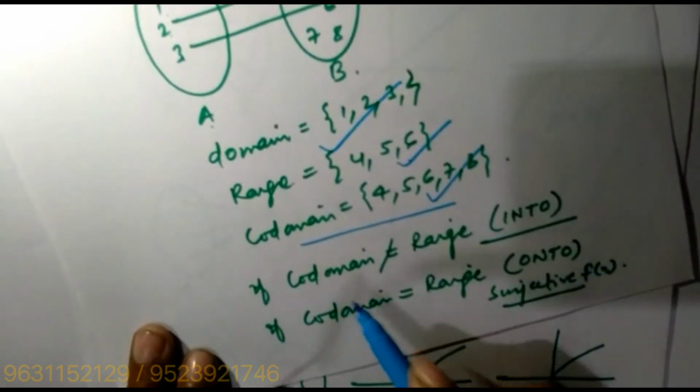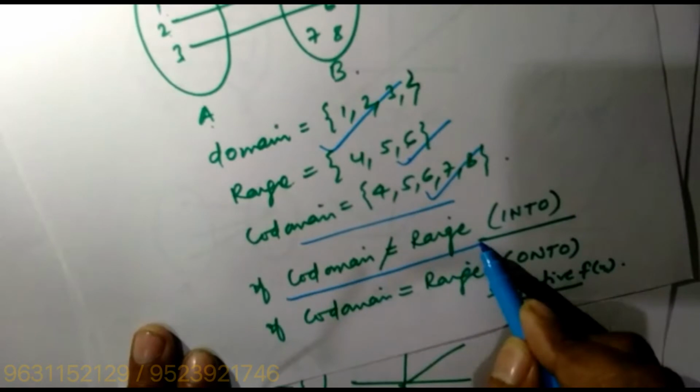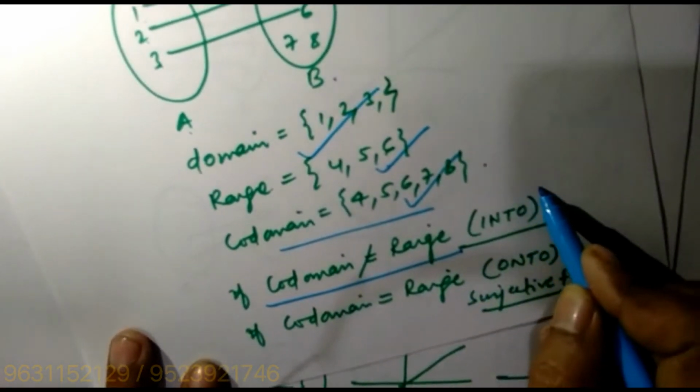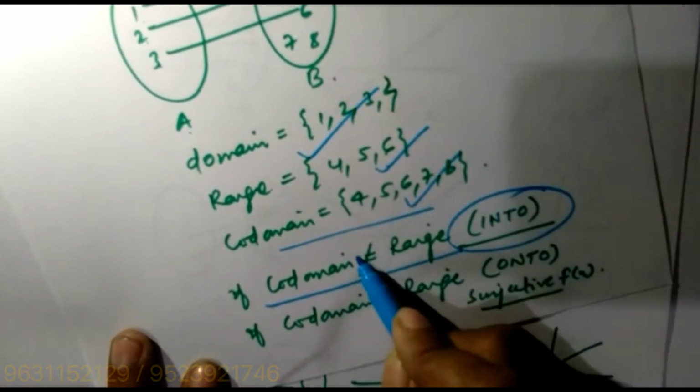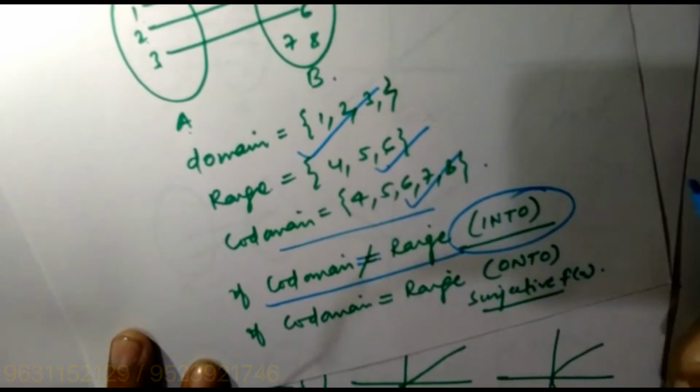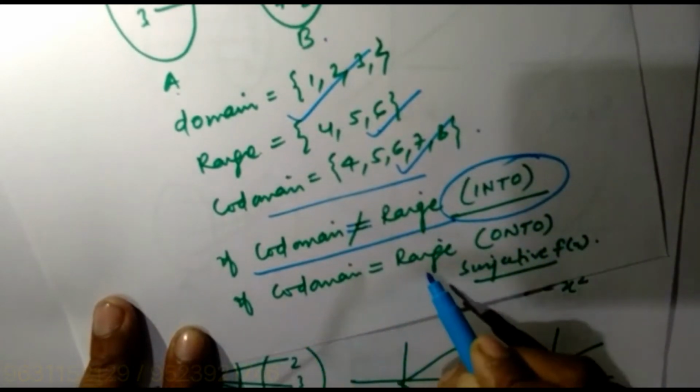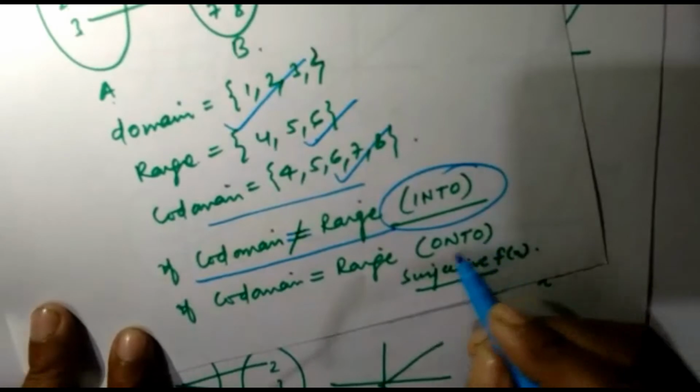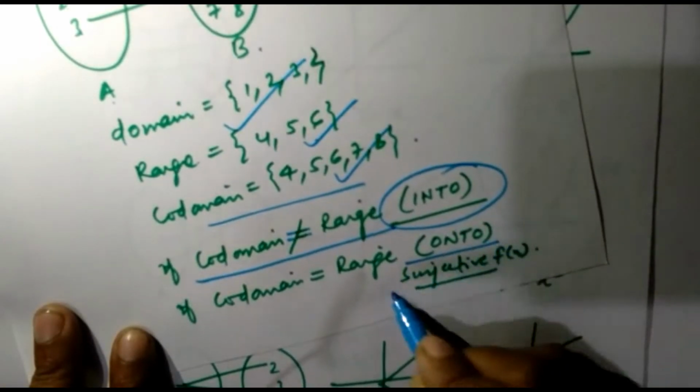In any function, if codomain is equal to range, that function is called an into function. If it is not equal to range, then that function is called into. And if codomain is equal to range, in this case the function is called onto, or surjective function.